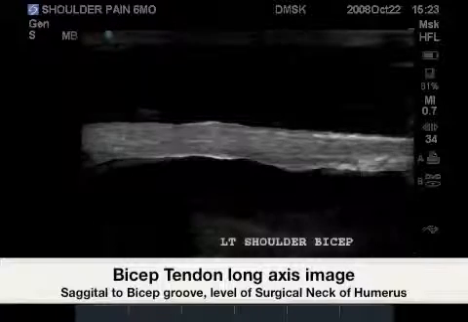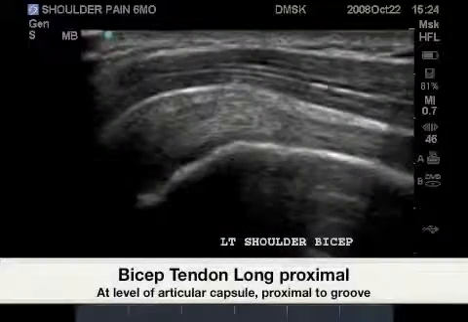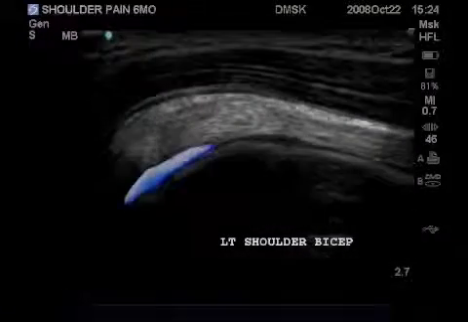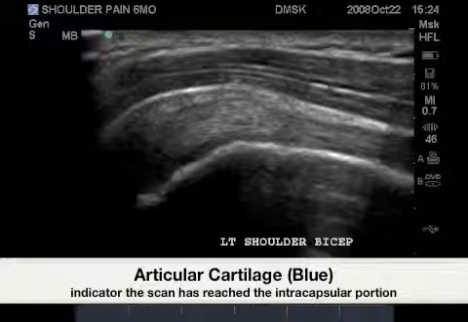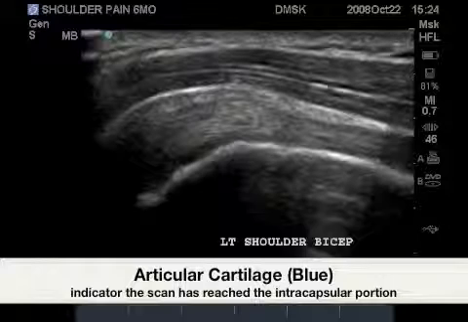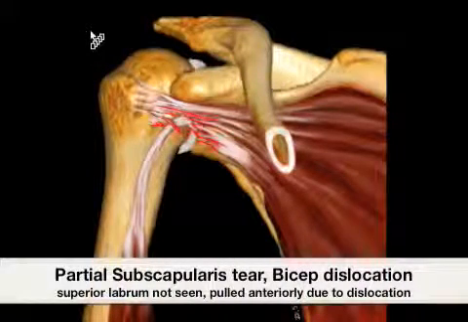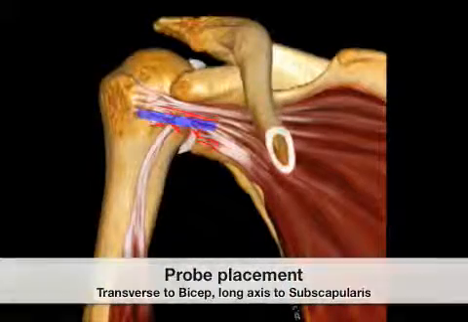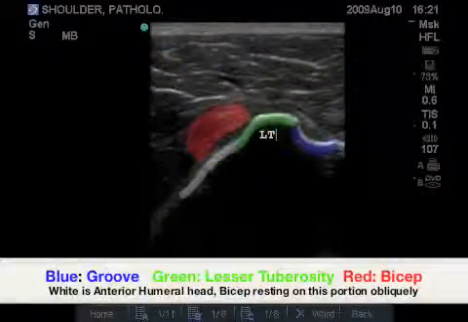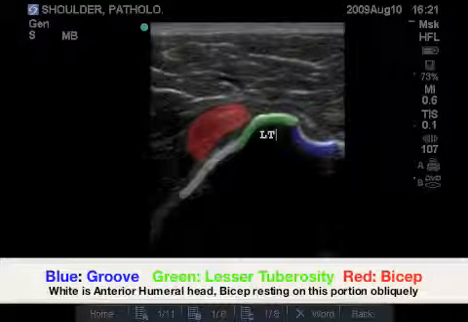When the probe is placed higher than the surgical neck, we approach the bicipital groove, and proximal to the biceps groove, the articular hyaline cartilage, and the very proximal insertion to the superior labrum will not be seen due to its relationship beneath the acromion process. When pathology presents itself, it's very important to remember the bony surface anatomy associated with ultrasound. Here at the anterior humeral head, it's important to realize the green marked lesser tuberosity, the blue, which is the bicipital groove, and the white, which is the anterior humeral head.